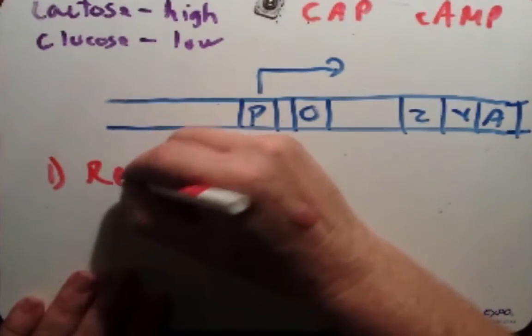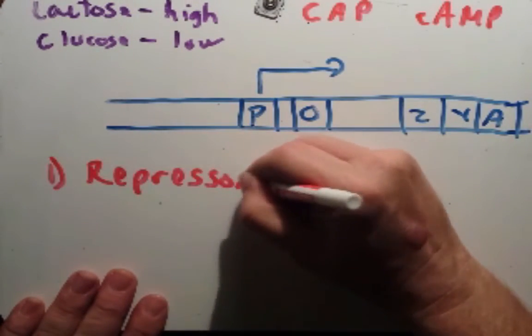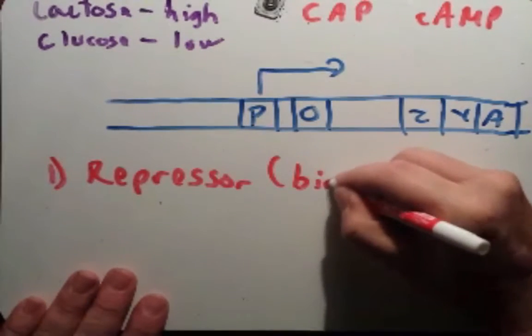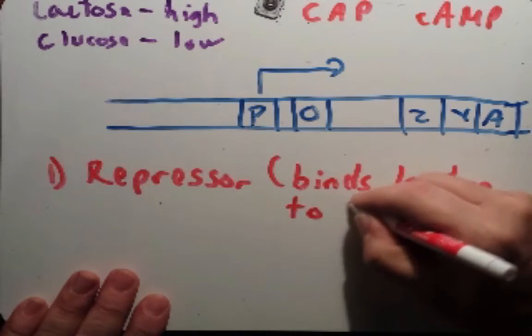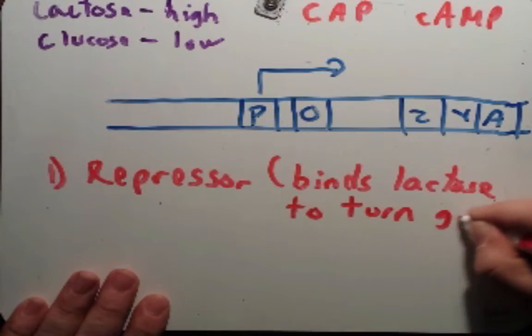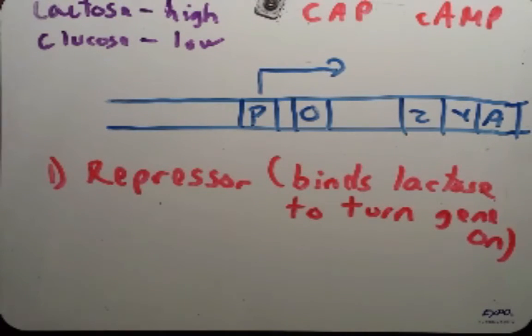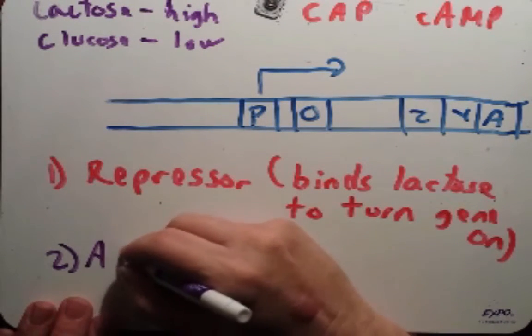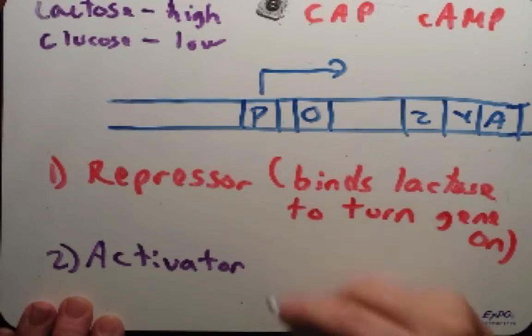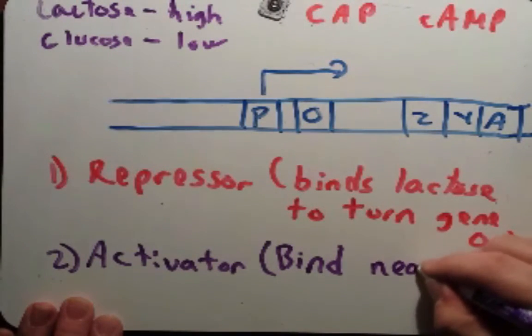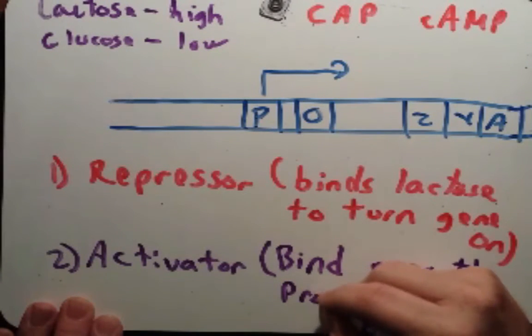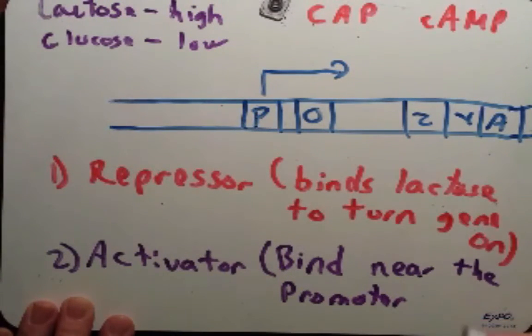The repressor binds lactose to turn the gene on. There's this second thing that must happen. There's an activator protein also present. And this activator protein also needs to bind, so it binds near the promoter. And when it binds near the promoter, the gene is on.